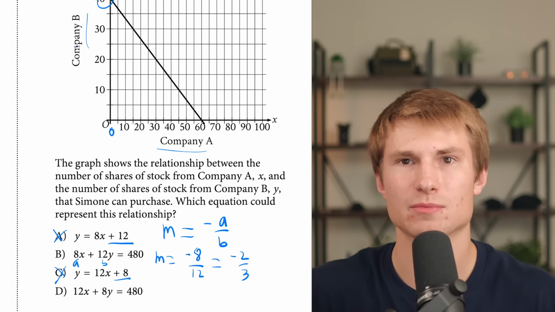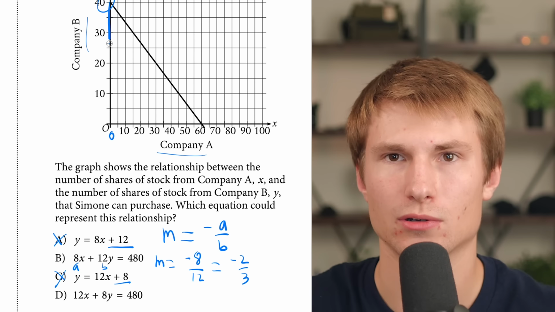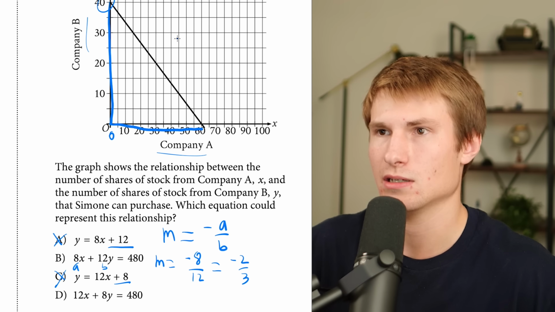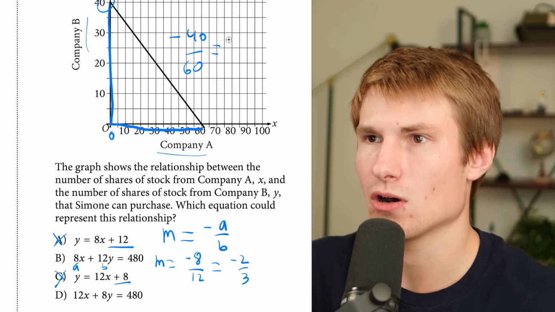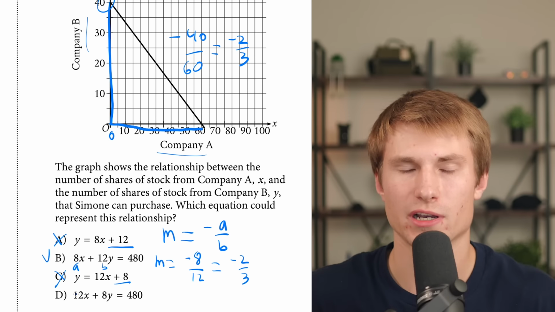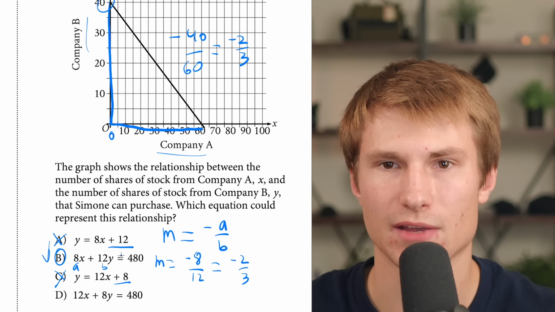Now, if I go up to my graph, I see that we start at this 40 value, and then we go down. So we go down 40 and we go over 60. So down 40 over 60. Simplify that down, that is also going to be negative 2/3. So that's also negative 2/3. So put a check by B. I'll quickly check D, just check its slope. Realistically, the answer is going to be B here, and we know that because it's got the right slope.